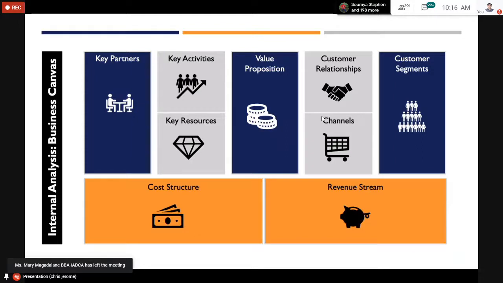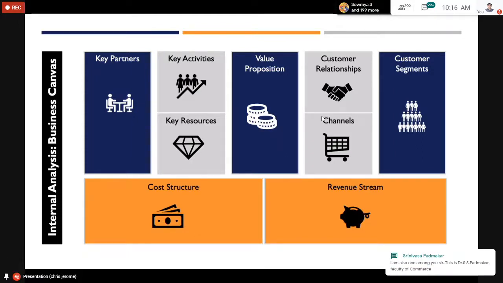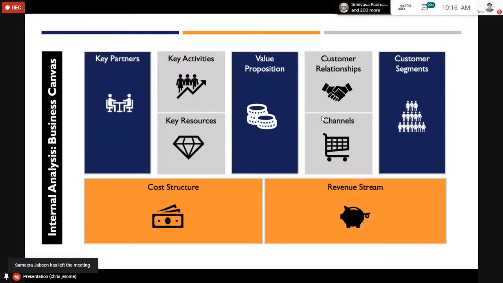I spoke about the business canvas. This business canvas is a tool for internal analysis. When you're analyzing how the company is operating and what factors are driving success, the business canvas is a great tool to do that. You're just deconstructing the business and classifying key activities and key components. So you're turning a complex business into simple, easily comprehensible segments.